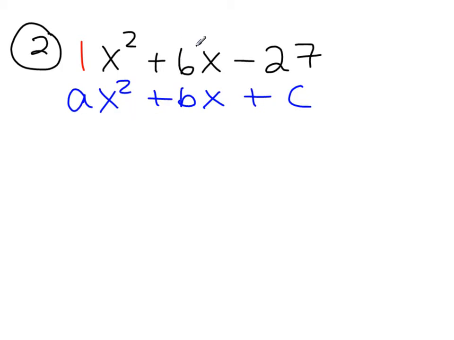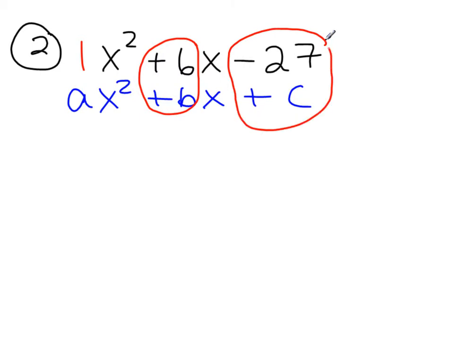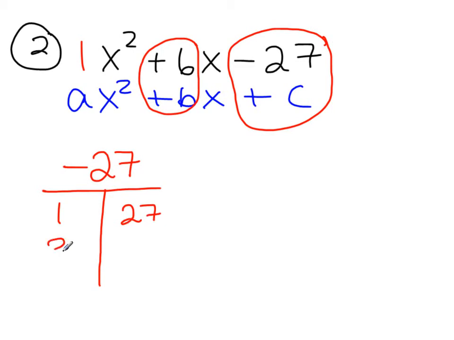My b, which looks horribly close to a 6, is right here, is positive 6. And c is negative 27. So we switched it up a little bit. So c is negative 27. We need to find factors of 27. Of course, negative 27 is really what we're working with. I'm going to pretend it's positive. So I get 1 and 27, 3 and 9. A little bit more to work with this time, but still relatively nice.